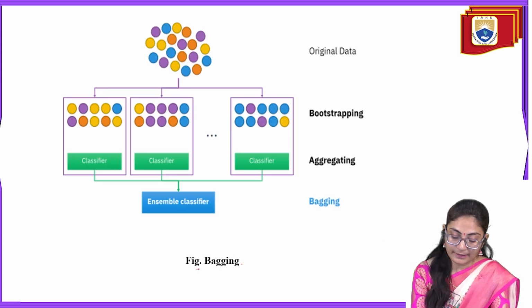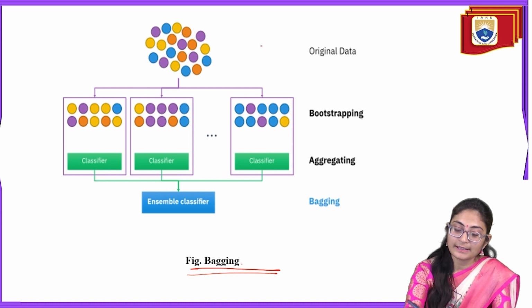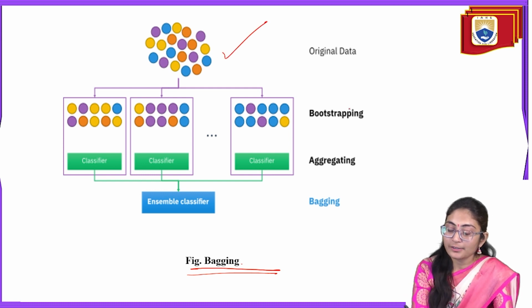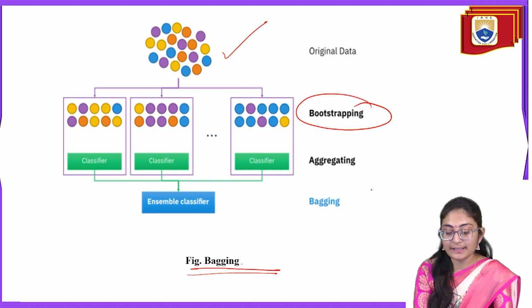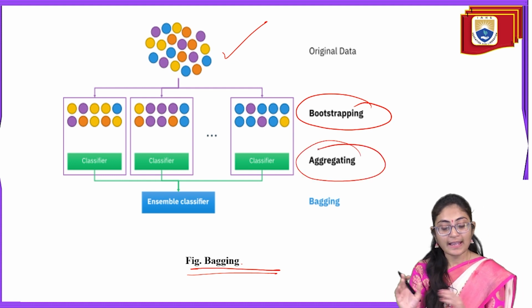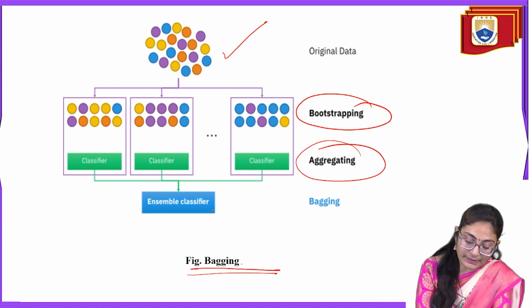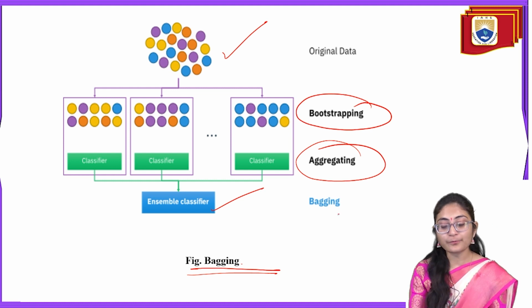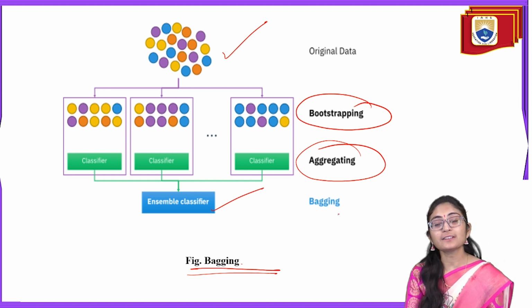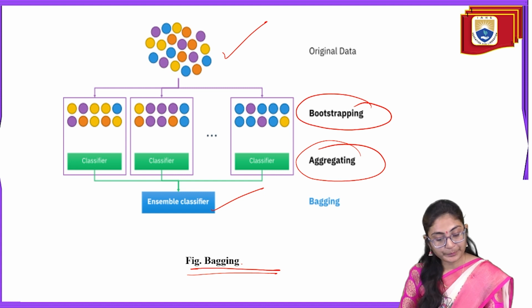Now bagging, this is your original data. Now you have applied the bootstrapping technique, and then after that you have aggregated your data. By using the ensemble classifier, you have found a particular result for the set of the data.